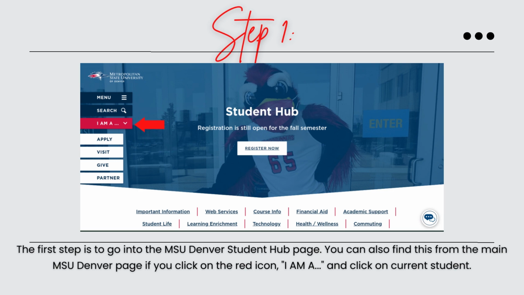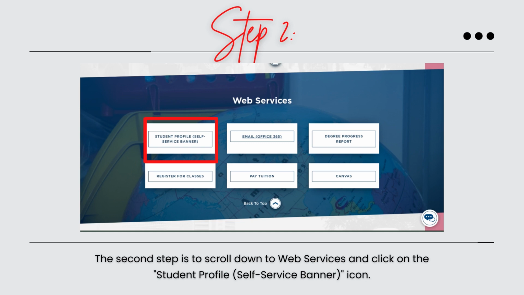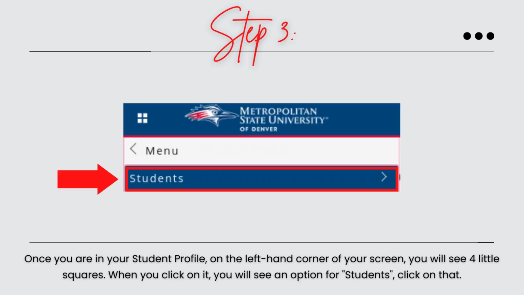The first step is to go into the MSU Denver Student Hub page. You can also find this from the main MSU Denver page if you click on the red icon IMA and click on Current Student. The second step is to scroll down to Web Services and click on the Student Profile Self-Service banner icon.